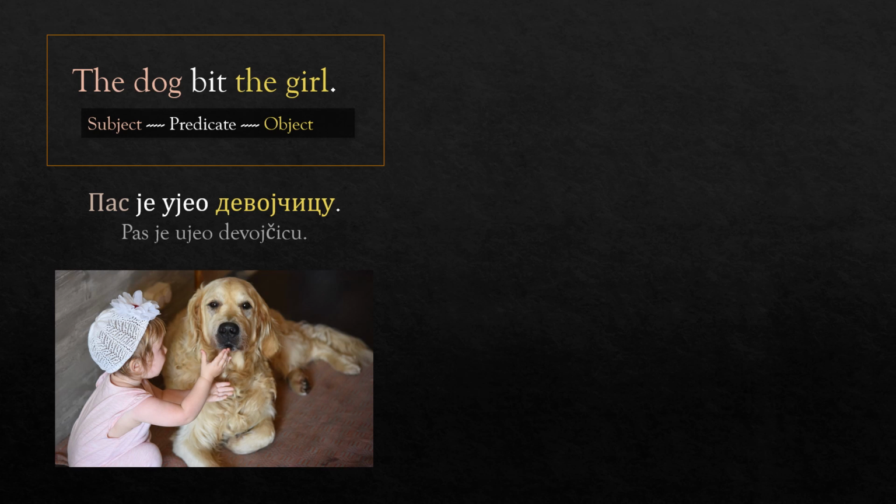Let's start with English. The most common word order in a simple sentence is subject, predicate, object. For example, the dog bit the girl. Conveniently, this is the default order in Serbian too. Pas, subject, je ujeo, predicate, devojčicu, object. Pas je ujeo devojčicu. Great! But this lesson would be so boring if this was all, so let me spice it up a bit.